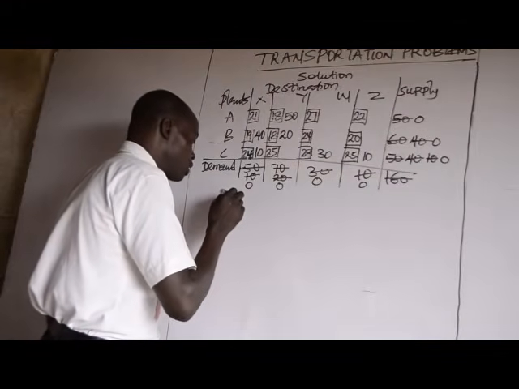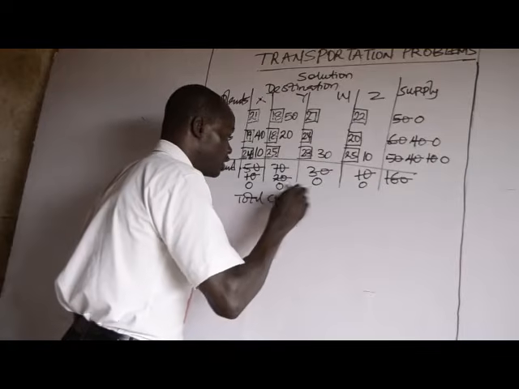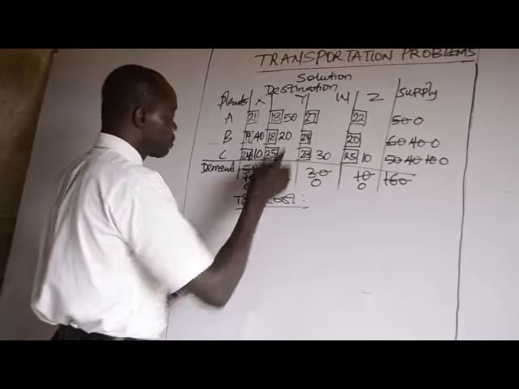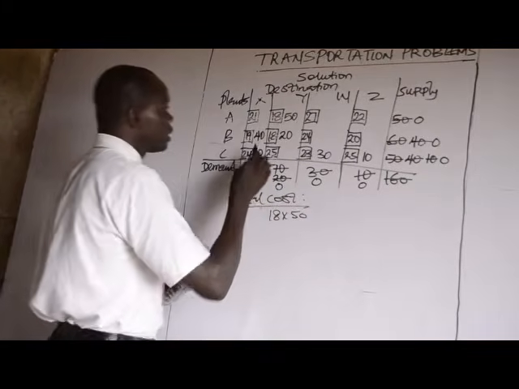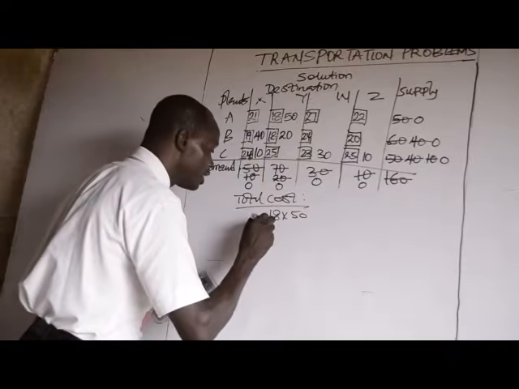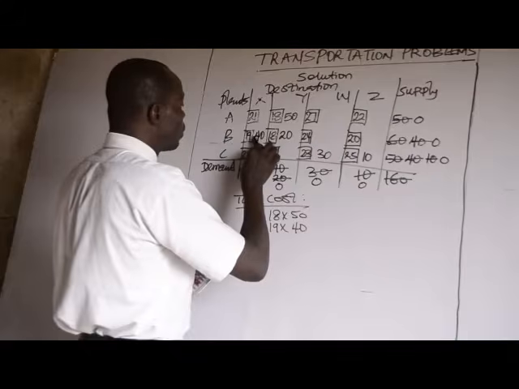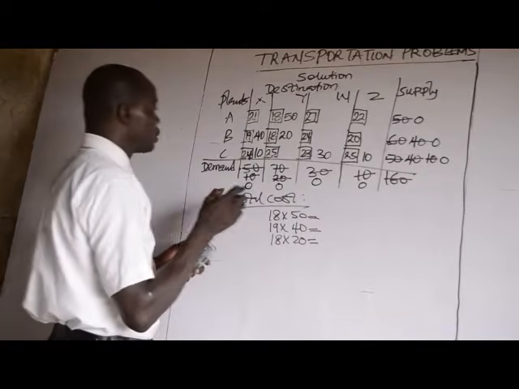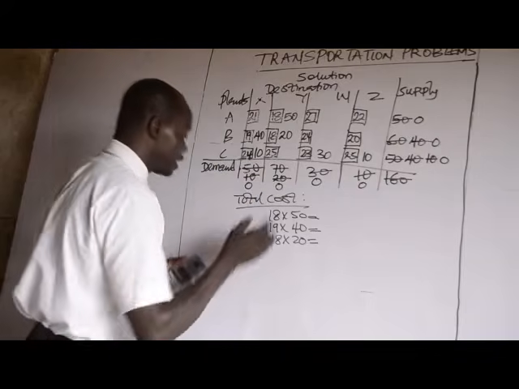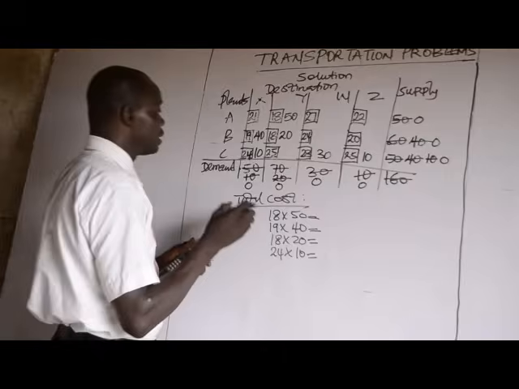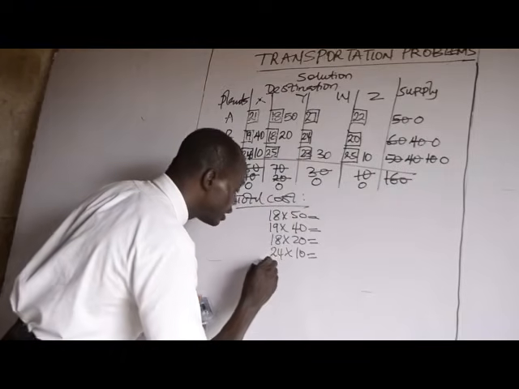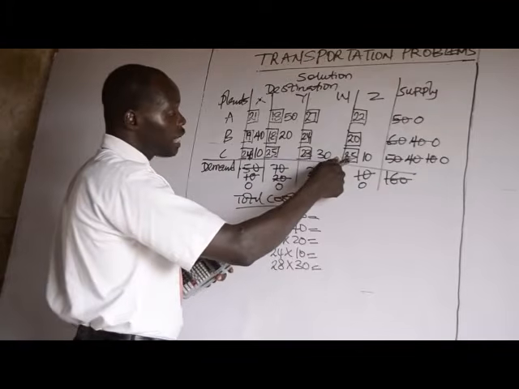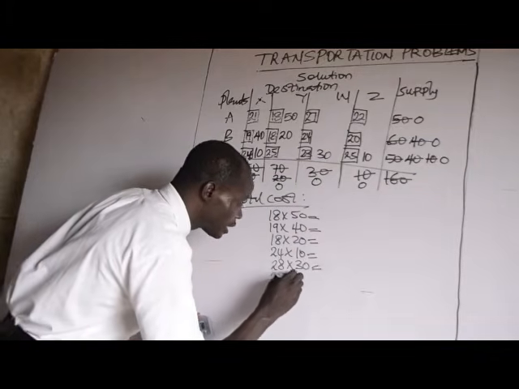Now, we want to calculate the cost of transportation. Total cost of transportation. In row A, we have 18 times 50. Then in row B, we have 19 times 40. In the same row B, we have 18 times 20. In row C, we have 24 times 10. In the same row C, we have 28 times 30. Then in the same row C, we have 25 times 10.